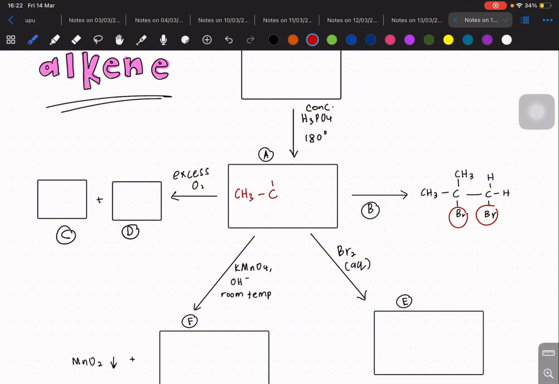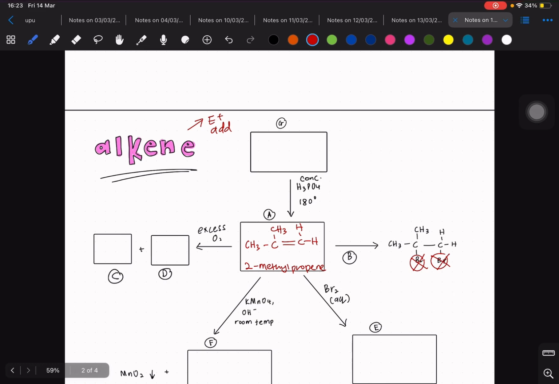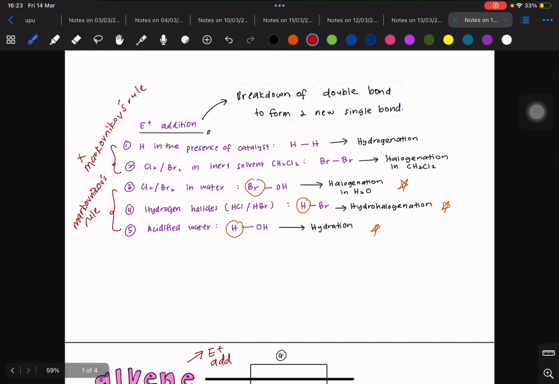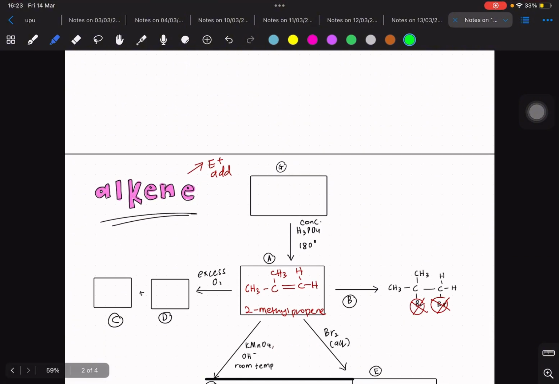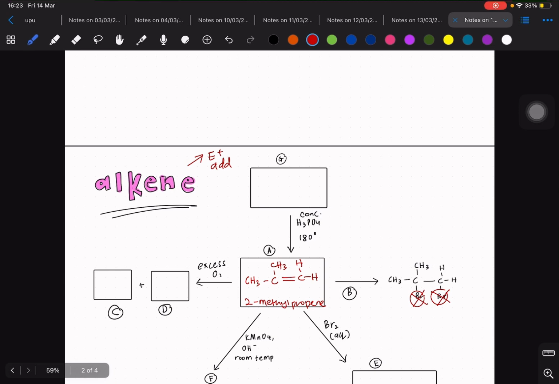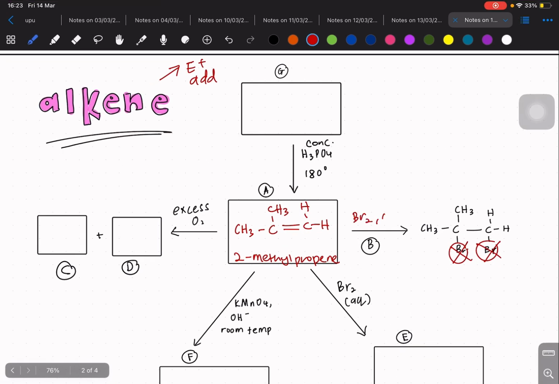CH3, CH3, C, H. Since we remove these 2 Br over here, another bond will be added, so there is a double bond there. This compound's IUPAC name is 2-methylpropene. And then the reagent: since we added 2 Br, since our product has Br2, our reagent will be Br2 in CH2Cl2.